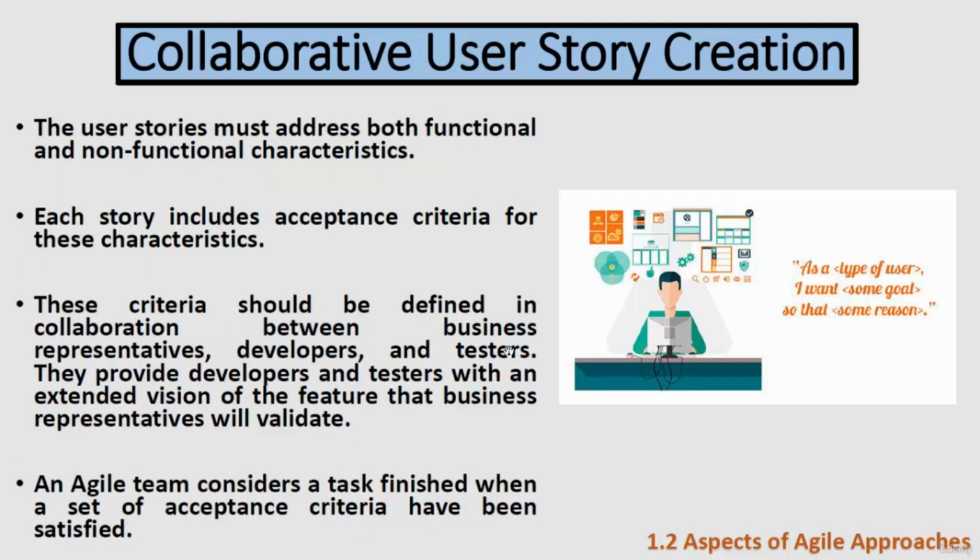While we are writing user stories, we must address both functional and non-functional characteristics of the system, and each user story should have something which is called acceptance criteria. Acceptance criteria is something like the test cases. What makes this user story successful? The acceptance criteria should be written also in collaboration between business representatives, developers, and testers, but sometimes you as a tester write it alone. So when can we say that the user story is done? When its acceptance criteria is complete.